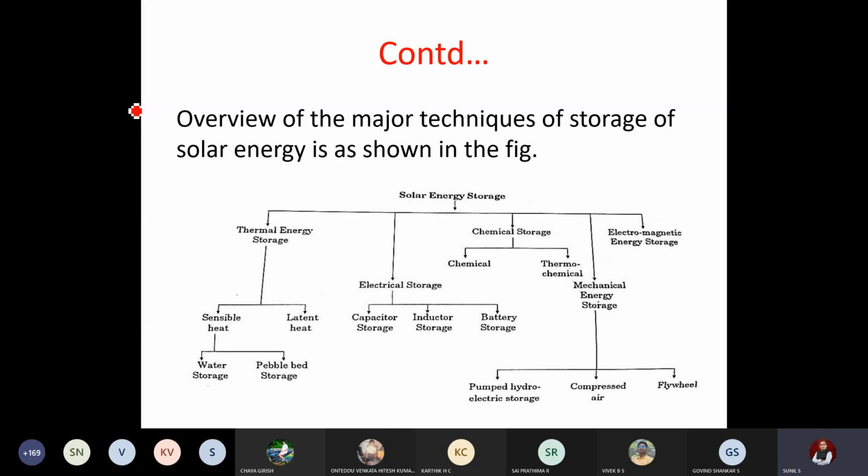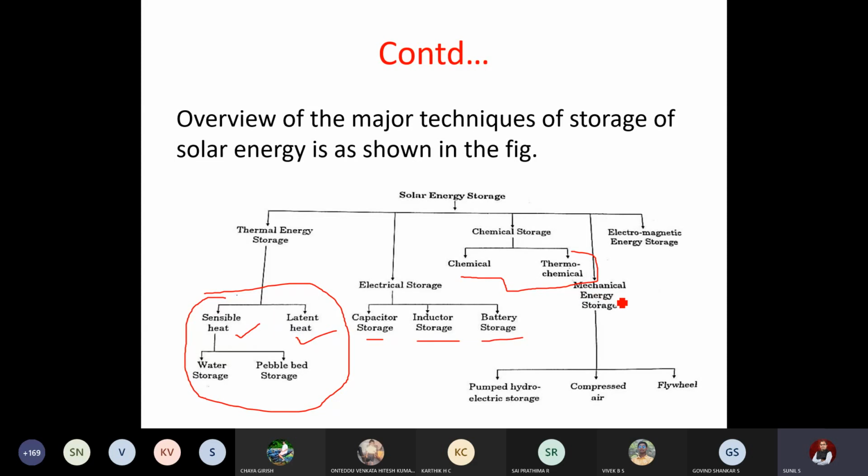So this is the overview of major techniques of storage of solar energy. As per our syllabus, we have to study only this part, thermal energy storage using sensible and latent heat. So for all these methods, you can use capacitors, inductor storage, battery storage, chemical storage. Chemical storage means some materials, when you supply heat, they expand. It can be stored in that, and whenever you want heat, you can take it back so that it again contracts. Electromagnetic storage.